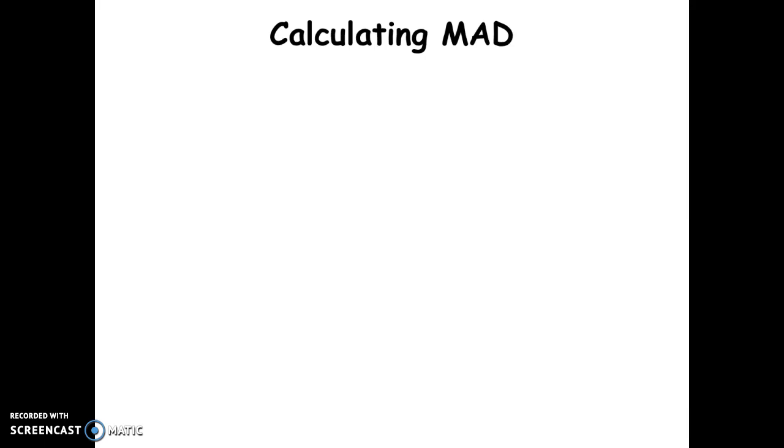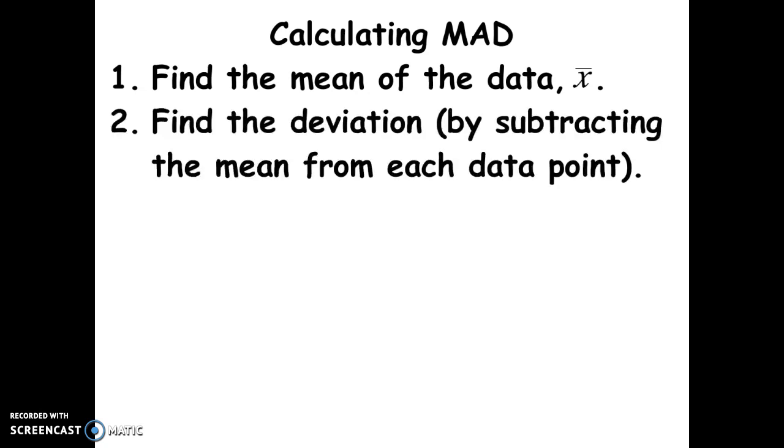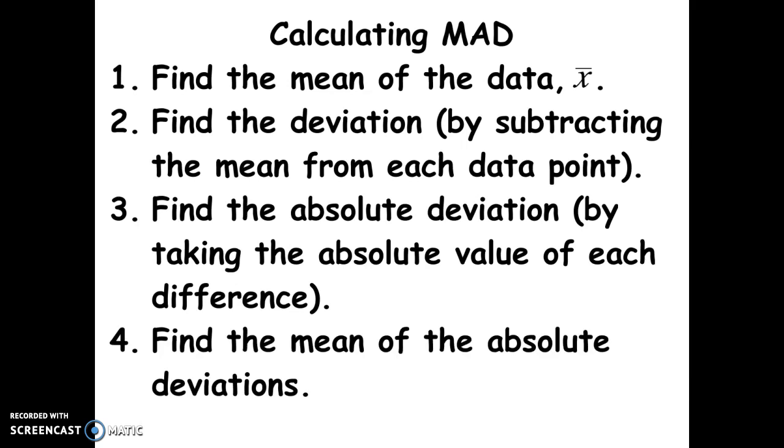Calculating MAD. First, you'll find the mean of the data, and the mean is represented with the symbol X bar. Second, you'll find the deviation by subtracting the mean from each data point. Next, you'll find the absolute deviation by taking the absolute value of each difference. And then finally, you'll find the mean of the absolute deviations.